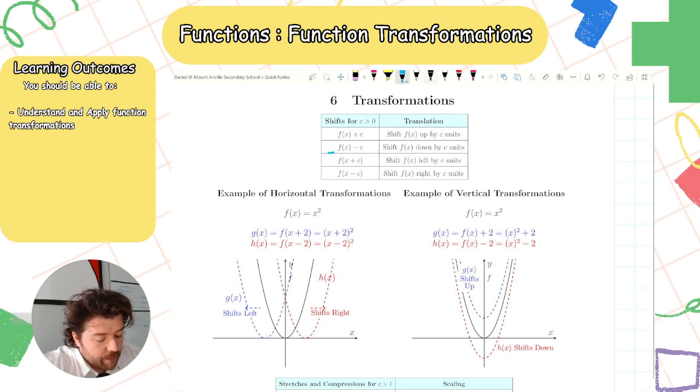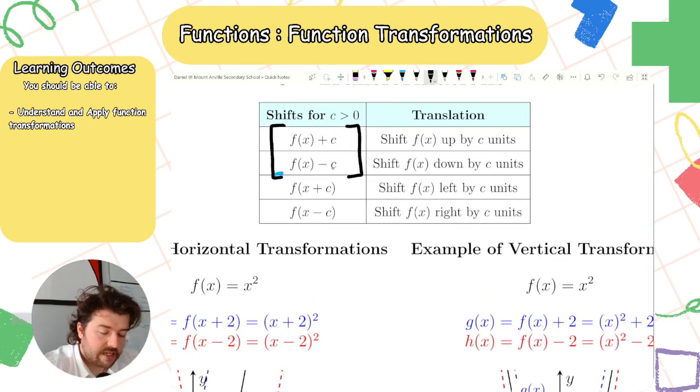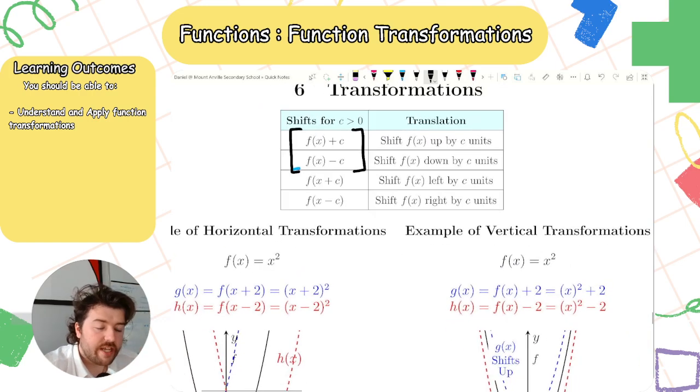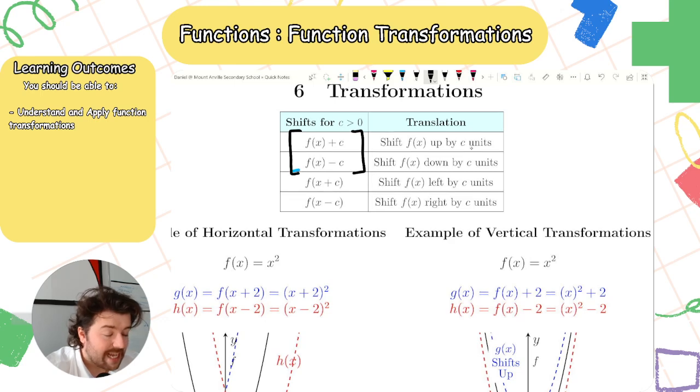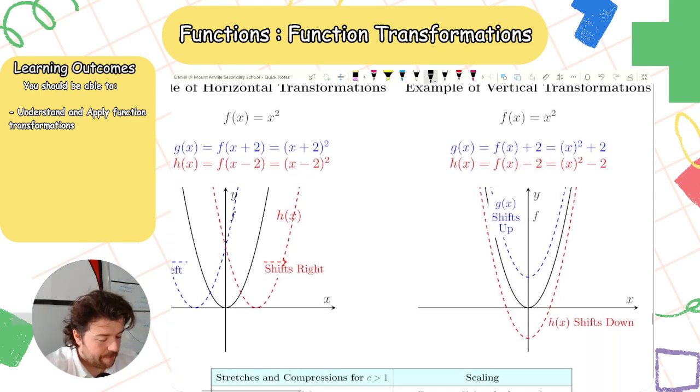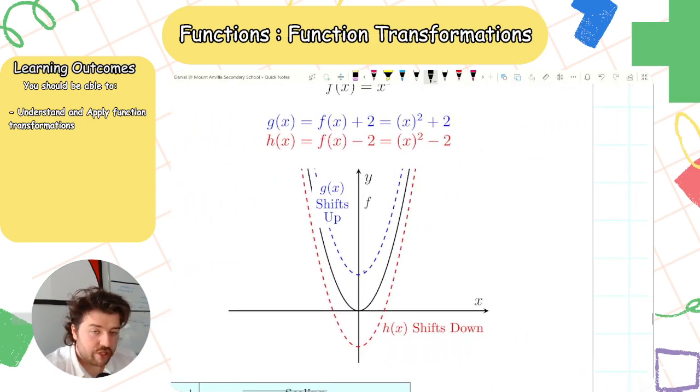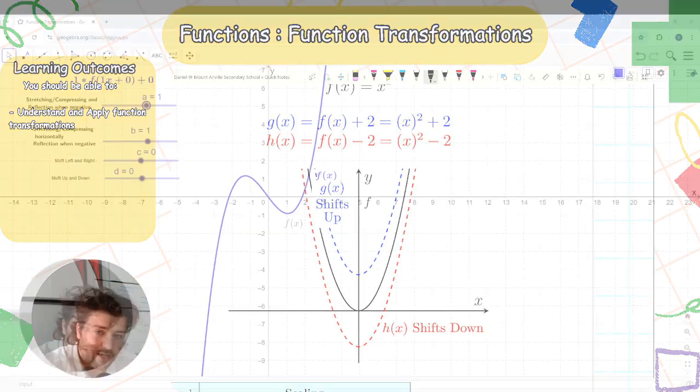Let's first look at some vertical transformations. If I add or subtract a constant term to my function, that shifts or translates my function up or down by that amount. So my function will shift up or down. Again, there's no point me telling you, let me show you on GeoGebra.